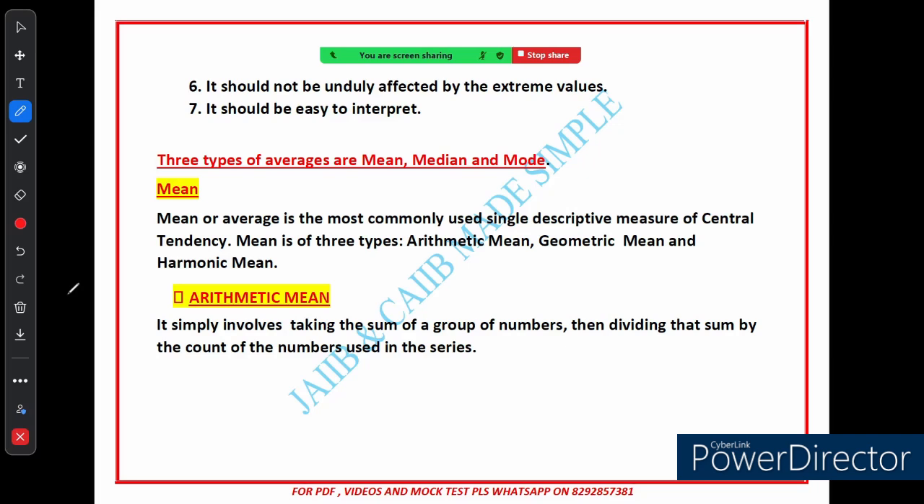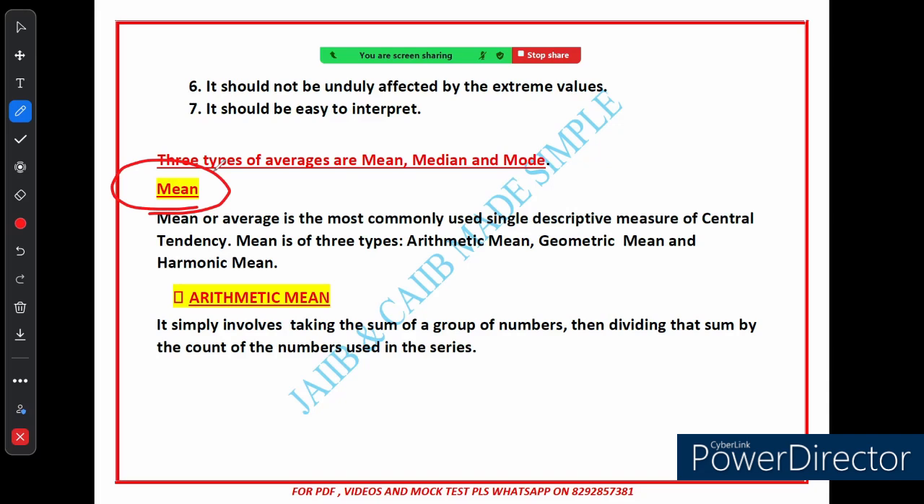Now let's talk about the three types of average, which is super important. We are diving deeper into the world of average, the secret ingredient that helps us understand the data better. When we talk about average, we are really talking about the three main types: mean, median and mode. But let's start with the superstar of average, which we call the mean. Mean is the superstar of average.